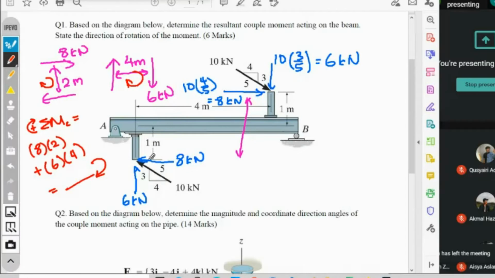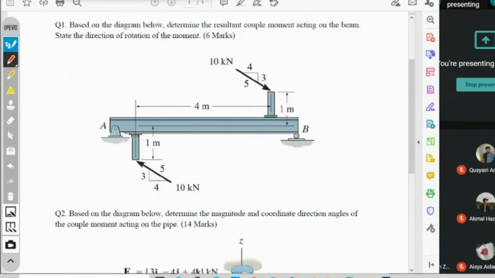Just resolve everything, just pair up all the couples, and then just go one by one. Once you have it in this form, it's quite straightforward already. Force times distance for every component that you have, right? If there are more forces in the question, right? So that is for the 2D problem here.